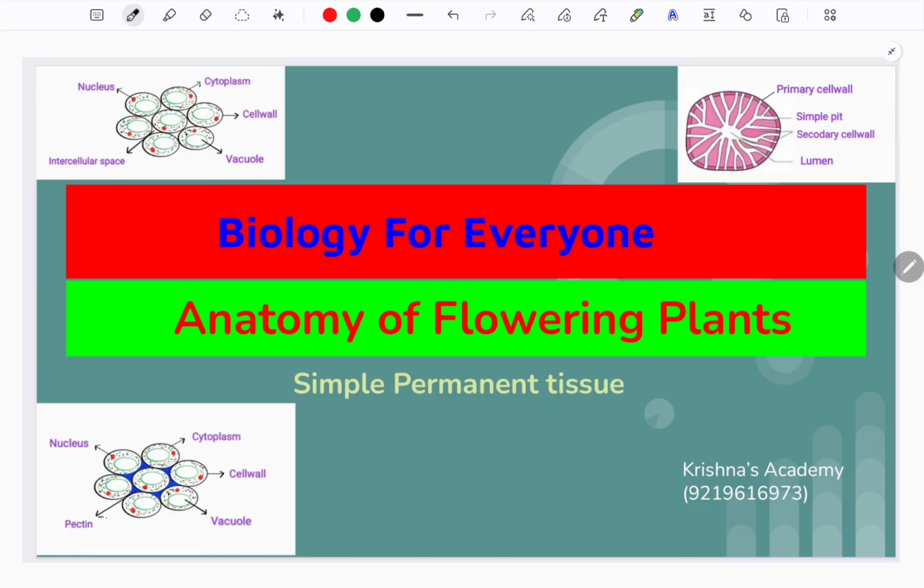In the previous class, we started a new chapter, Plant Anatomy, where we described the meristematic tissue. I hope all have a clear understanding of it. Today's topic is simple permanent tissue. Let's start it.